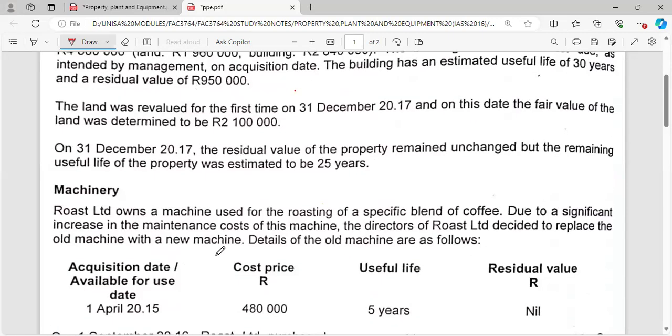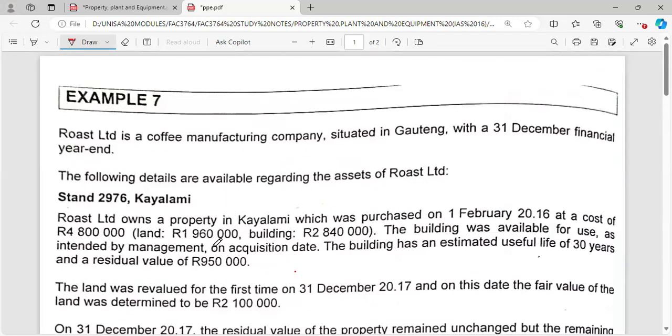Right. So let's look at what is happening in this question. The most important thing is the financial year. When I'm doing questions for FAC, I always look for the financial year, because this is the only way you can calculate your depreciation. The financial year is 31 December.